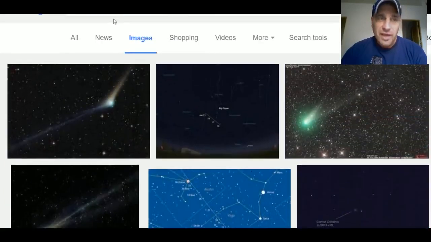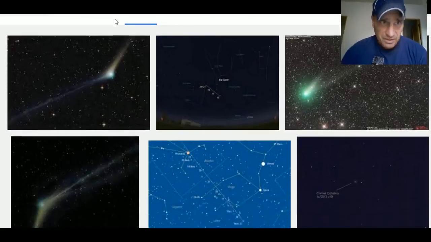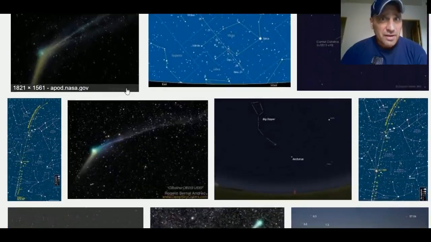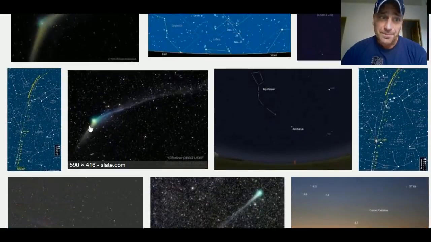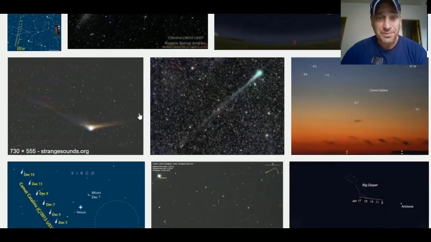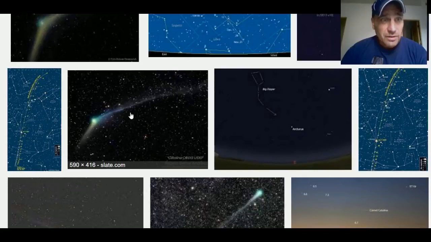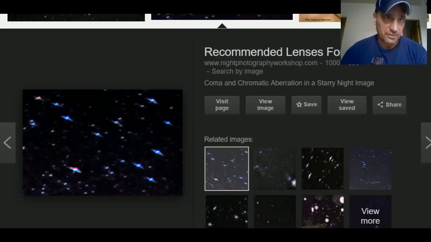Look at this, Catalina comet. They didn't want to talk too much about the Catalina comet last year because normally with comets the tail is opposite the sun, but this particular comet had the tails going in almost the exact opposite direction. You know why that's happening? Coma aberration. There's actually another term. It's called tangential astigmatism or sagittal astigmatism.